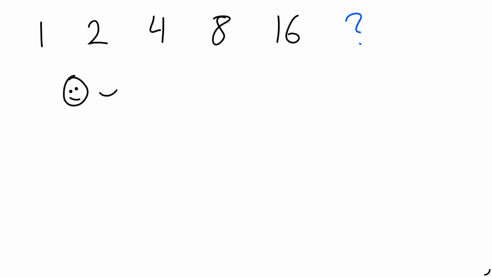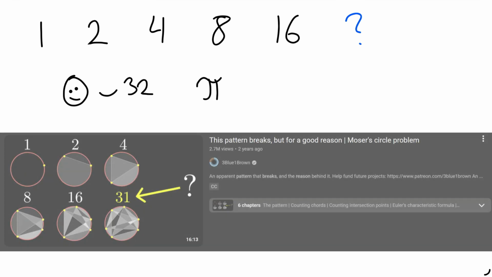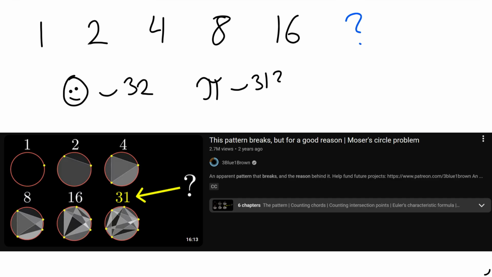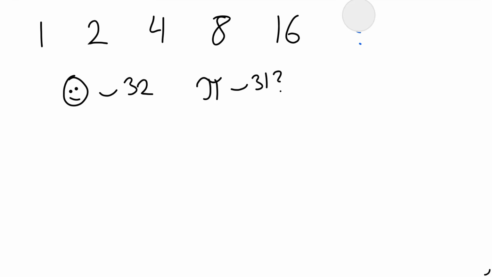Look at this sequence here. It starts 1, 2, 4, 8, 16. What do you reckon the next term is? Some of you might reasonably assume that these are just the powers of 2, and so the next term should be 32. Many of you will have seen a certain 3Blue1Brown video before and guessed that it's 31. This time though, the naive pattern seekers win because the next term in this sequence is 32.